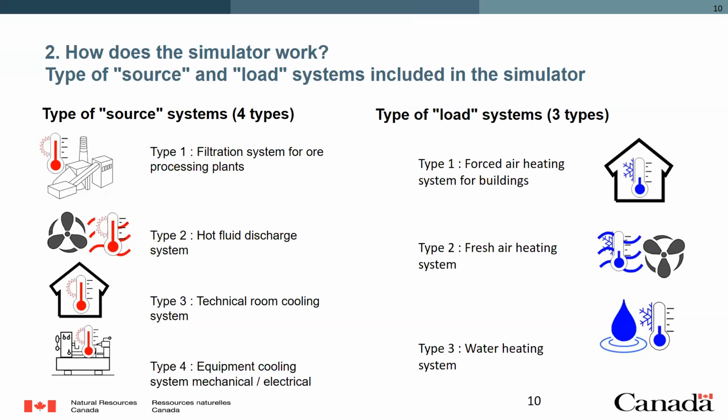The first are the forced air heating systems for buildings. So it's basically the heating for buildings. The second is the heating for the fresh air systems. In this case, it could be the fresh air intake of the mine, like we showed in the initial example. And type 3 will be water heating systems. In this case, it can be the showers for the mine.